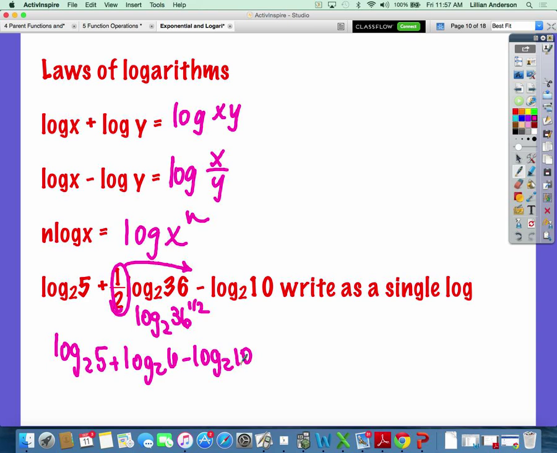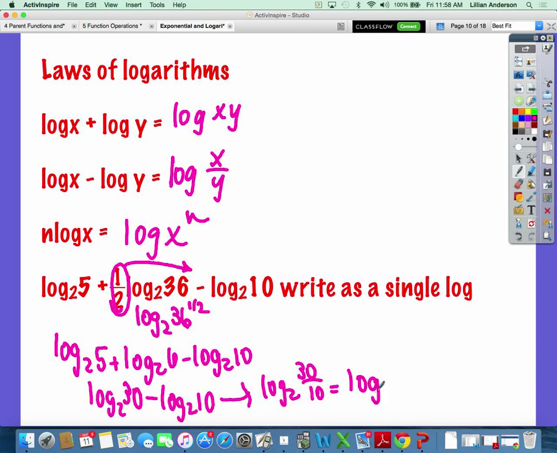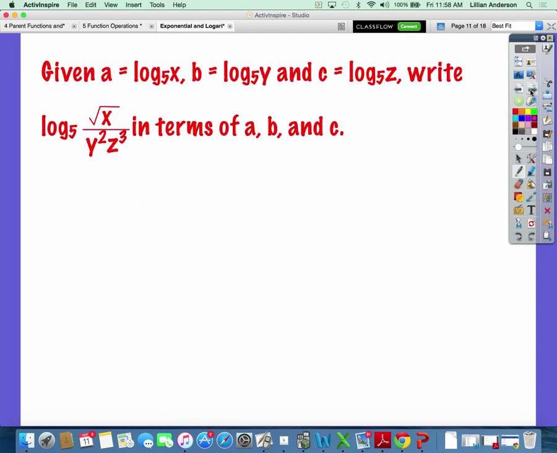So left to right. This right here is log base 2 of 30, divided by 10. And so that turns into log base 2 of 30 divided by 10, which is log base 2 of 3. That's a lot simpler than one big thing. That's like a show problem right there. Show how that big problem equals log base 2 of 3.